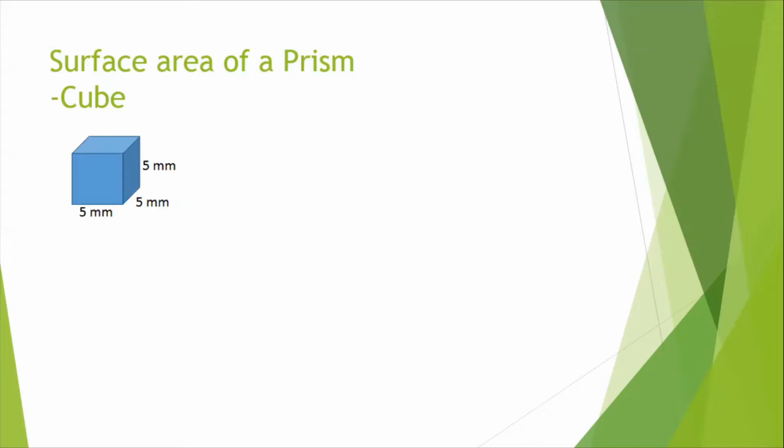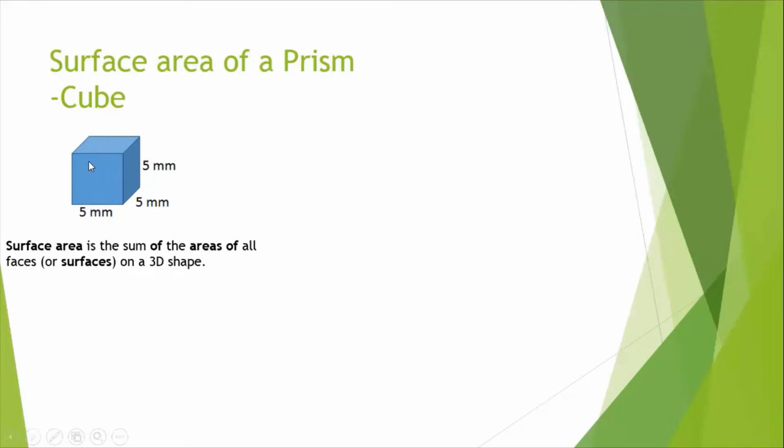Now, in our example here, when we say cube, all of its sides are equal. For this one, the side of the cube is 5 millimeters. In finding the area of the cube, we need to find its surface area. And what is the surface area? Surface area is the sum of the areas of all of its faces or surfaces in a 3D shape. So we're going to find the area of each face of this cube.